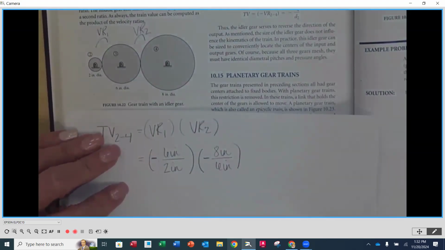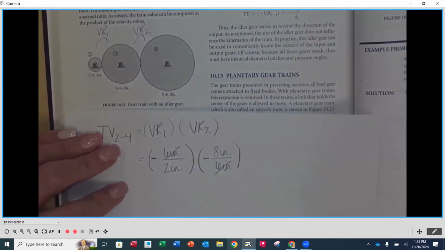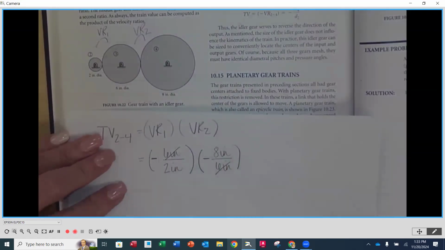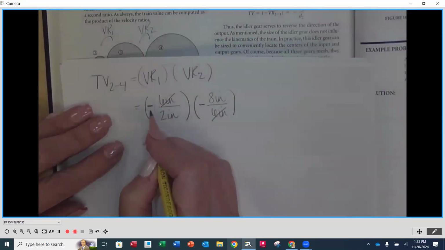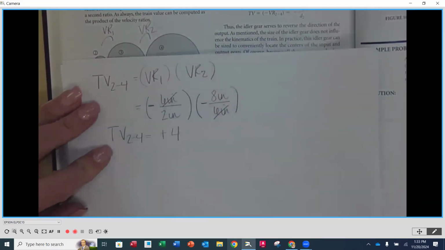Okay. Now, do you notice when I multiply across, divide by the bottom, you see how this 6 inch cancels out? So I have an 8 divided by 2. Do you see that algebraically? And it's a negative times a negative, so it becomes a positive. So my train value from 2 to 4 here is going to be a positive 4.